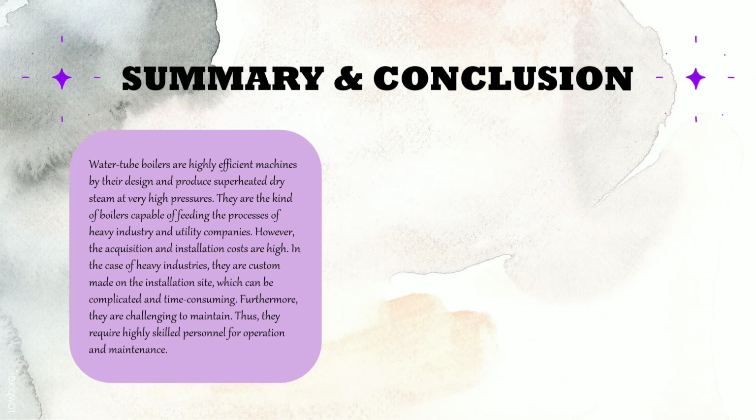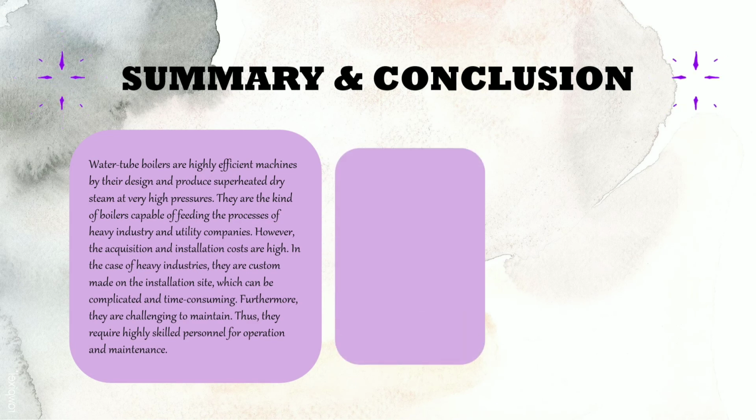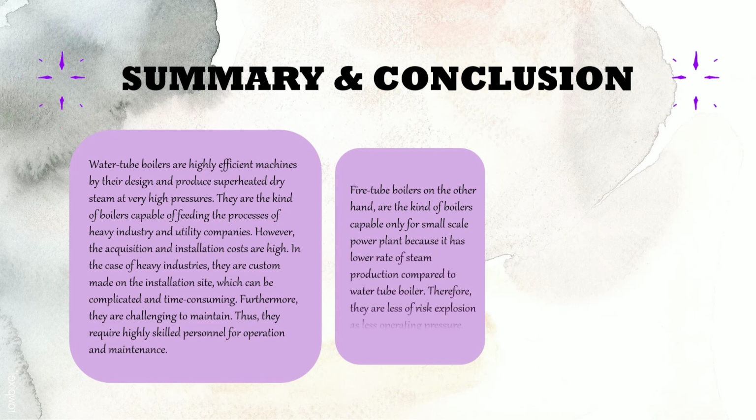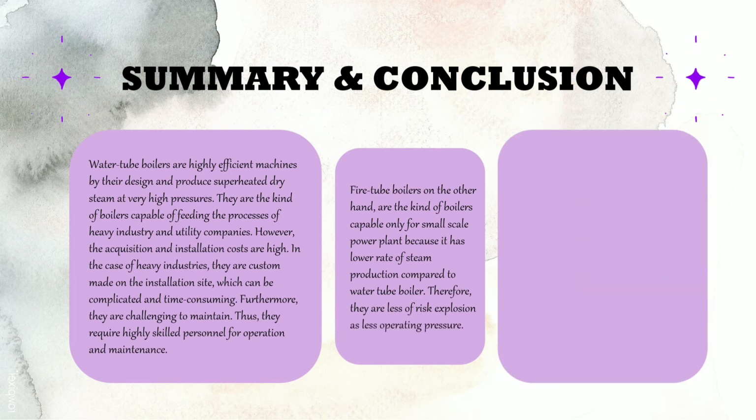Furthermore, they are challenging to maintain. Thus, they require highly skilled personnel for operation and maintenance. Fire tube boilers, on the other hand, are the kind of boilers suitable only for small-scale power plants because they have a lower rate of steam production compared to water tube boilers. Therefore, there is less risk of explosion due to lower operating pressures.